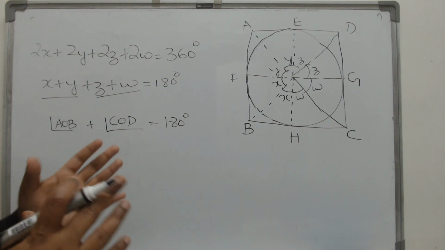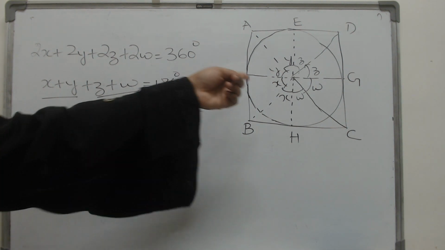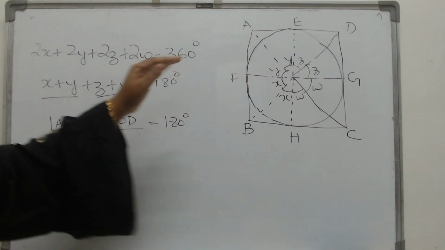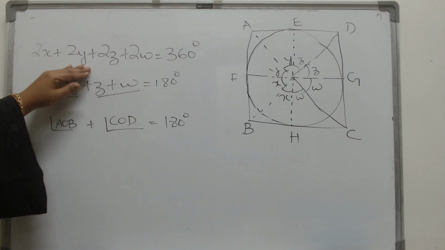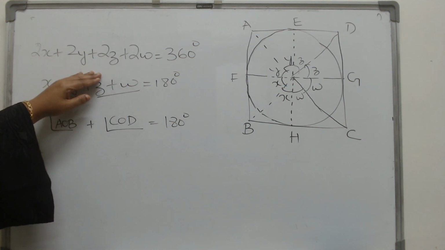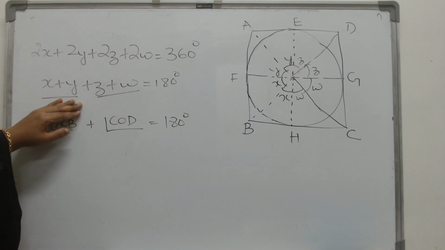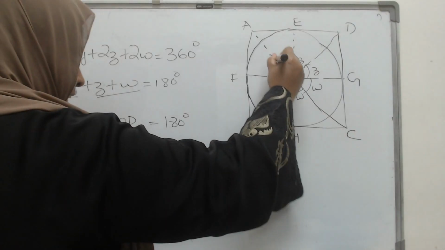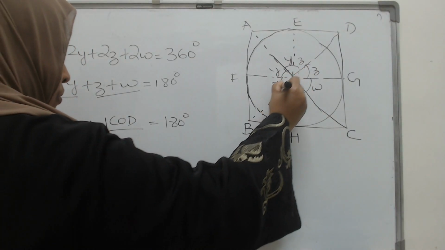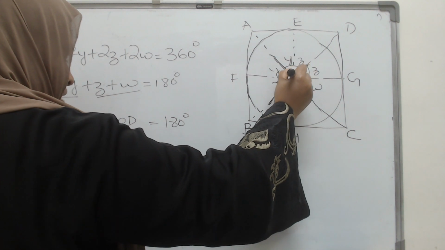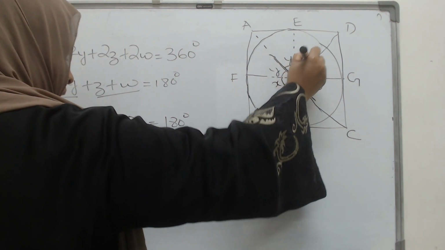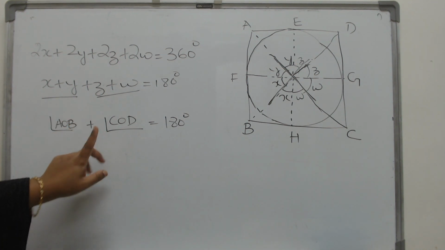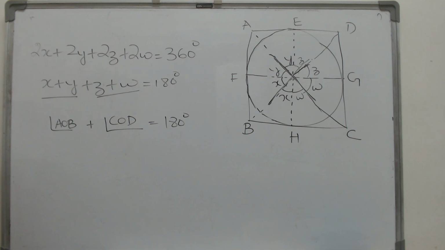You will see this pair of equal angles. They make a complete revolution, which means what? 360 degrees. Together they cover 360 degrees. Divide throughout by 2, you will get such an equation. But then what is X plus Y? Look at this. It is actually AOB. And what is Z plus W? It is this part here. W plus Z is actually angle COD, which means added they give 180 degrees.